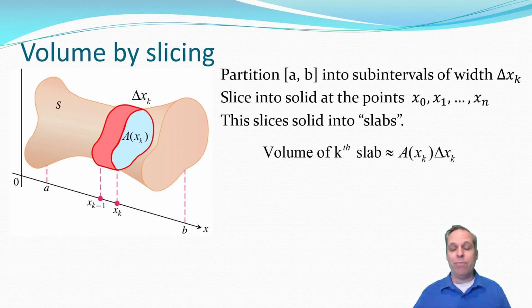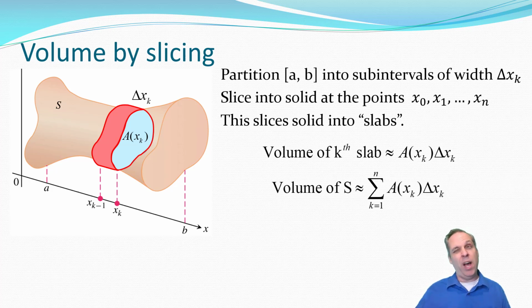So we find that the volume of the kth such slab is about equal to the area of the x sub k cross-section, that's A of x sub k, and then we multiply it by the thickness of the overall piece. In this case, the thickness is just the change in x, the distance between those two x values. I just do this for every two consecutive x values in this partition to get that the volume of the solid is about equal to the sum of all these little slices I've made.